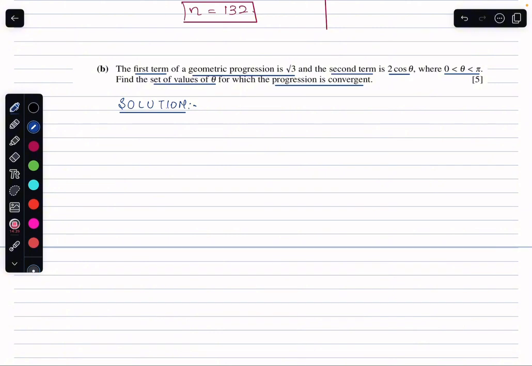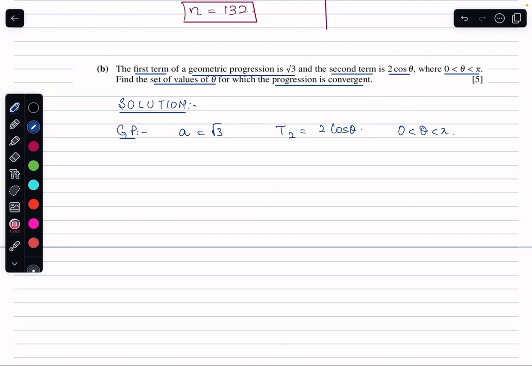The first term, it's a GP, and for a GP we have to have a common ratio. The first term given to us is under root 3. The second term given to us is 2 cos theta, where the theta values are between 0 and pi. So we need to find the set of values of theta for which the progression is convergent here.